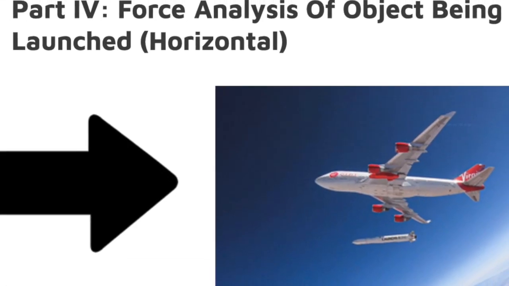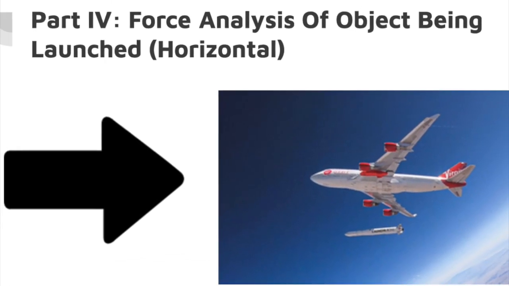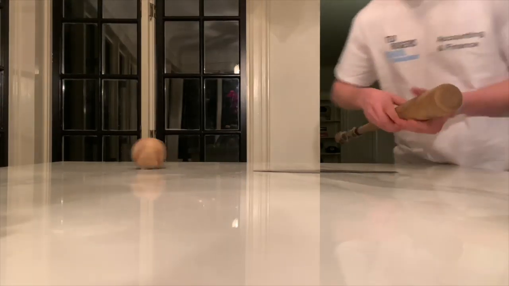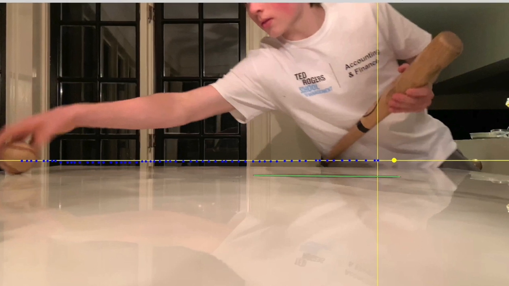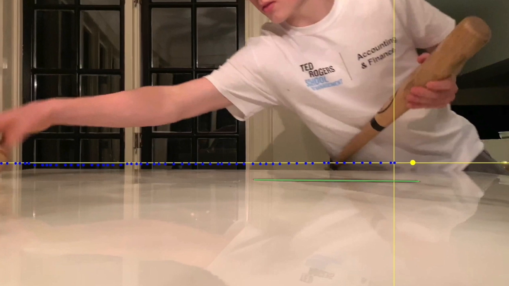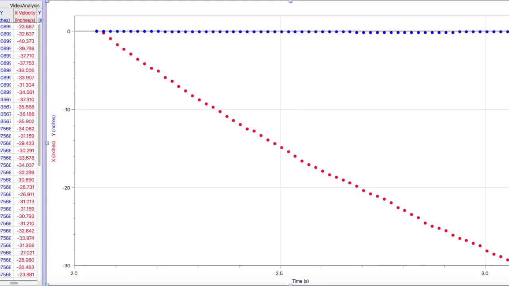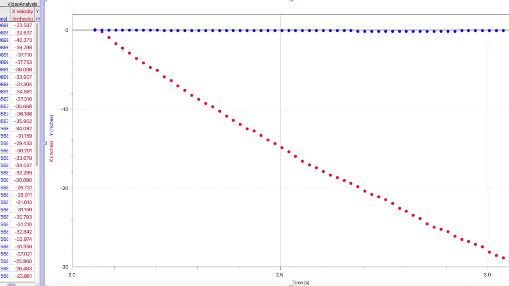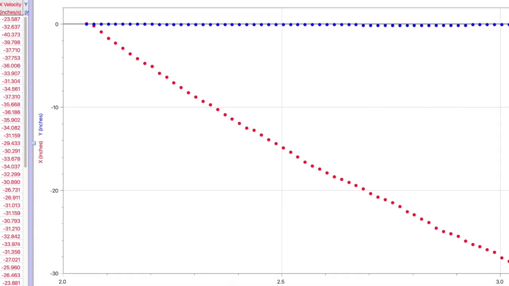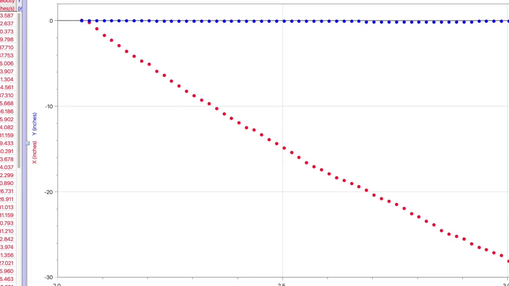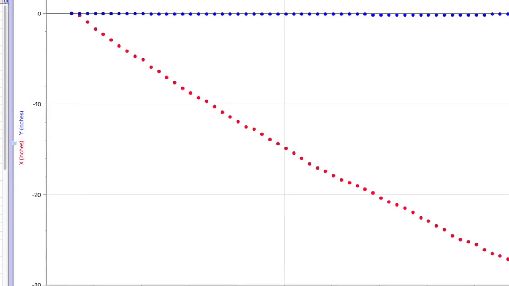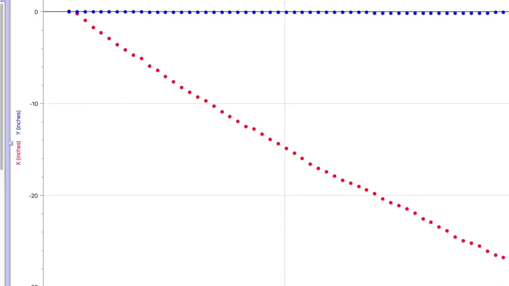Part 4. Force analysis of an object being launched horizontally. This is a photo of the horizontal launch with all the points on the graph shown on the photo. In this position time graph of the horizontal movement, we see the red line represents the position moving away from the 0 point as he hits the ball and it rolls away from him, and the blue line represents how the point stays on the same flat surface the entire time.